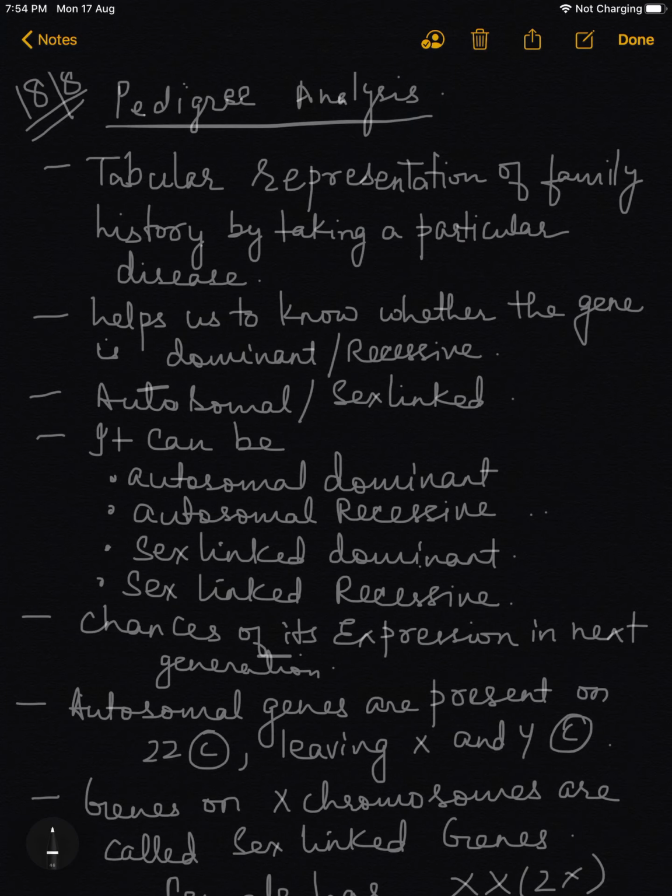Welcome back, children, to the topic pedigree analysis. In the previous video, I taught you about the various symbols that are used in the pedigree, and I also gave the video on how you will come to know whether the trait or the gene that you want to study in this pedigree is dominant or recessive.